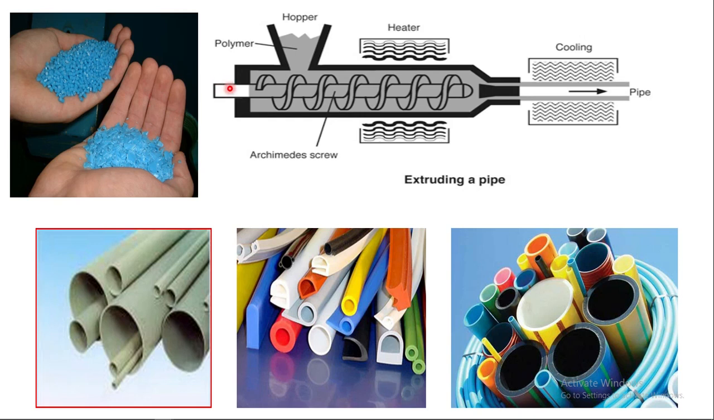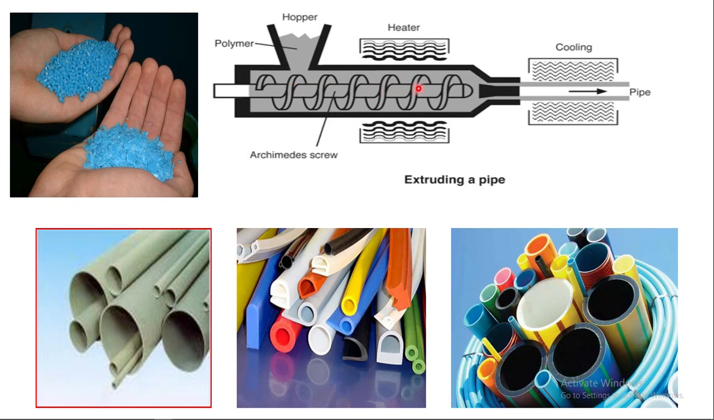See this one. This is extruding a pipe. How are we producing a pipe by using this mechanism? The input plastic materials are prepared in the form of granules or powder. Then this powder is inserted into the hopper. This is the hopper. This is a rotational Archimedes screw. These screws are used for driving the input material, the plastic or polymer material.